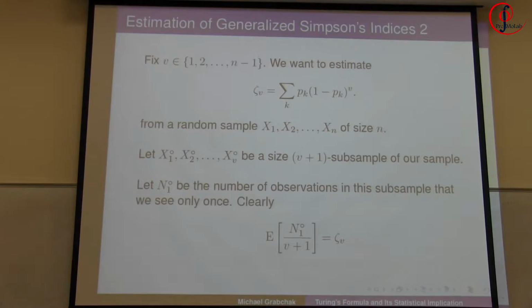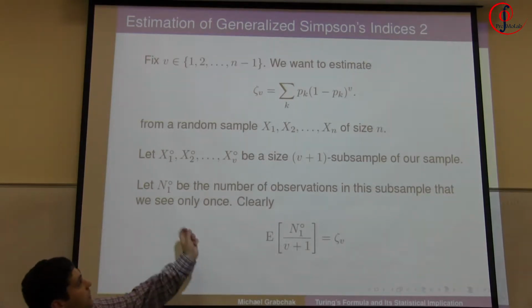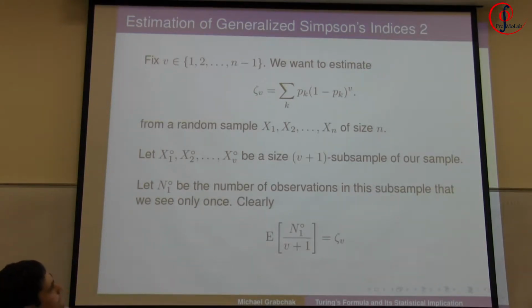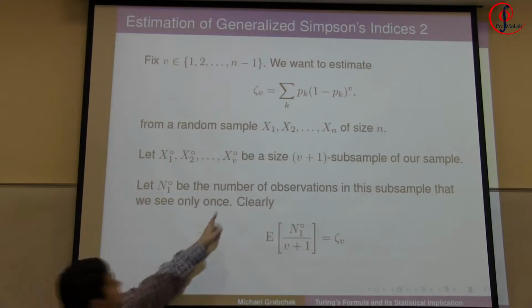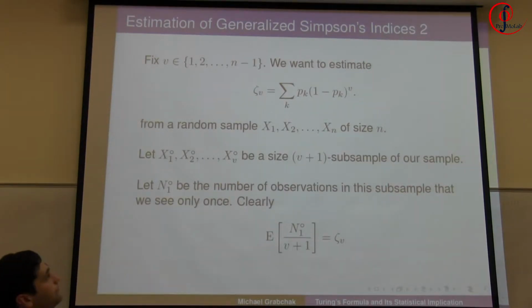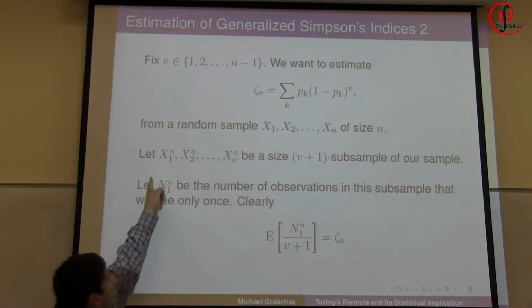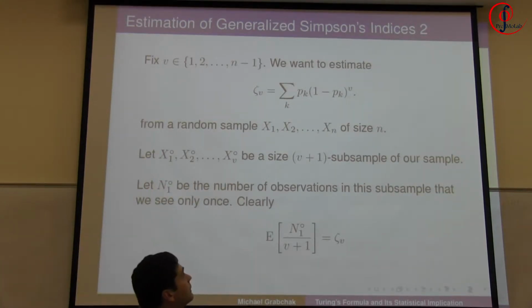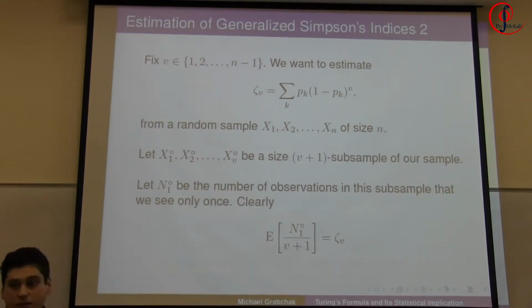Okay, now let's take a sub-collection. Just randomly sample a size v plus 1. Yes, that's a typo. This should be up to v plus 1. Yeah, this is x1 to v plus 1. Apologize for that. That's a typo. So get a sample of size v plus 1.